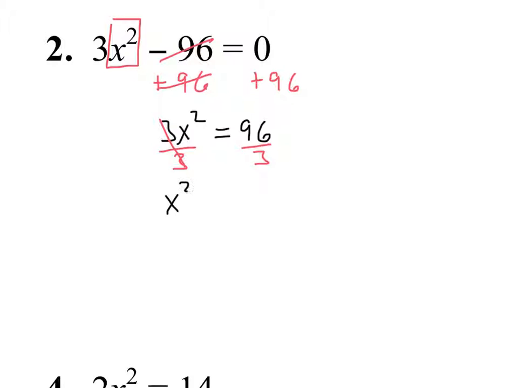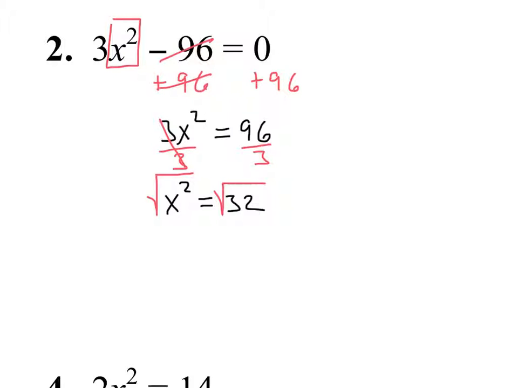And so I have x squared equals, well, 96 divided by 3 is 32. Sadly, 32 is not a perfect square. Okay? So we can still work a little farther ahead, though. We know that we're going to have to take the square root of both sides to get rid of that squared on the x, right? So I take the square root of both sides.